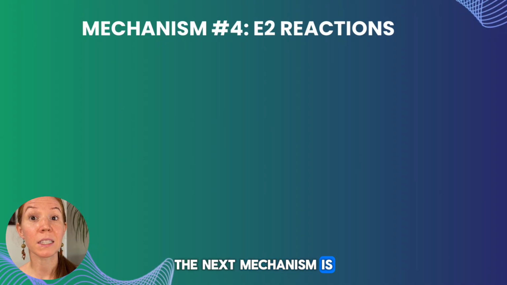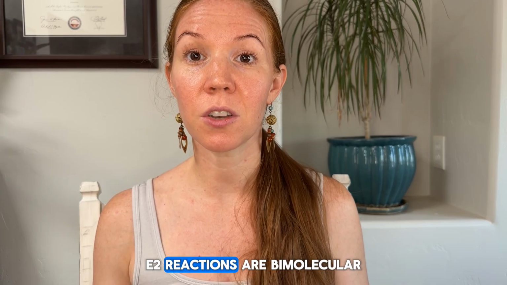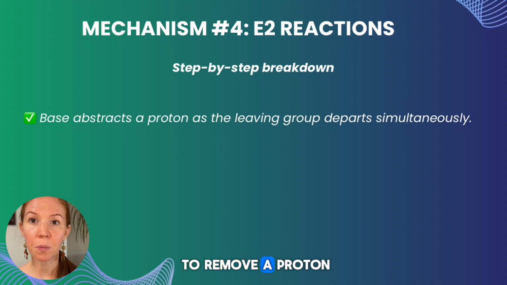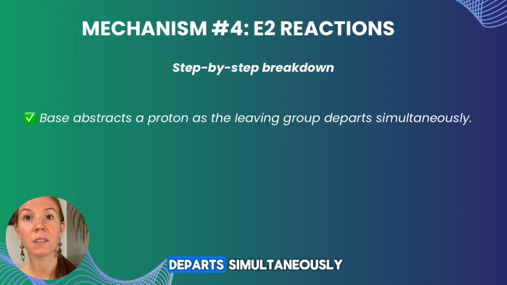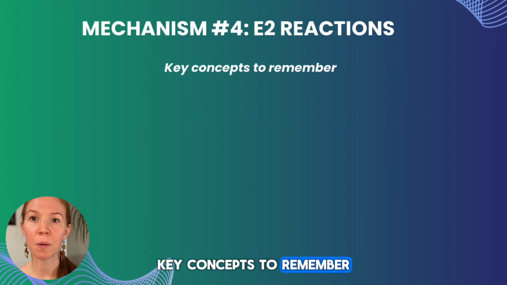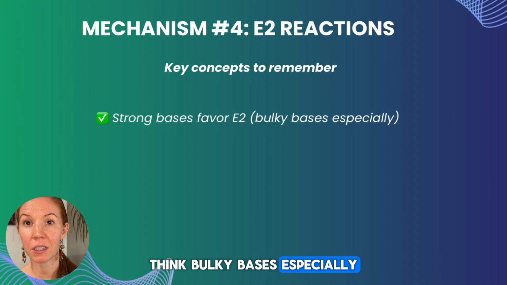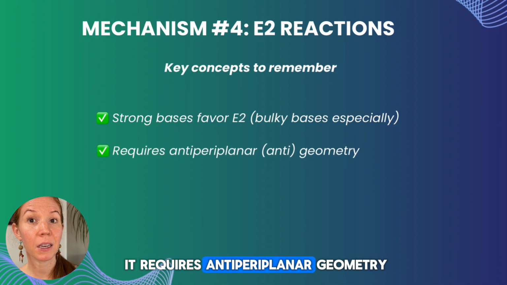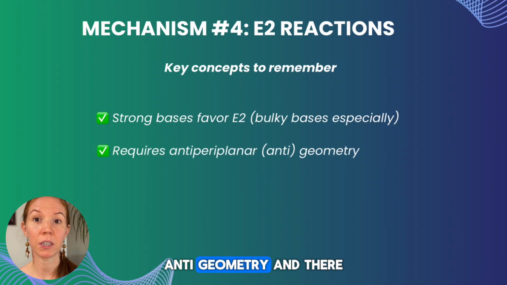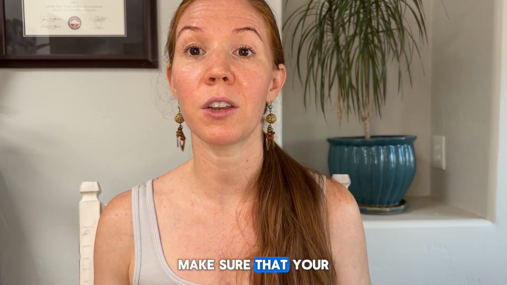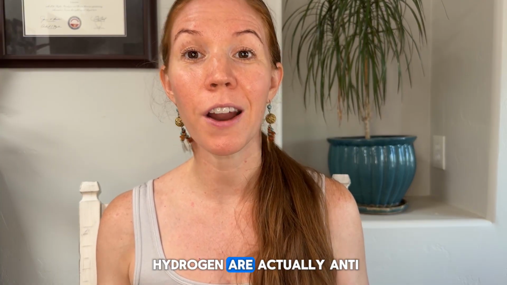The next mechanism is E2 reactions. E2 reactions are bimolecular elimination reactions. They happen in one concerted step. The base is going to remove a proton as the leaving group departs simultaneously. Key concepts to remember: strong bases favor E2. Think bulky bases especially. It requires anti-periplanar geometry, and there is no carbocation intermediate. The MCAT frequently tests the stereochemistry, so make sure that your leaving group and your hydrogen are actually anti.